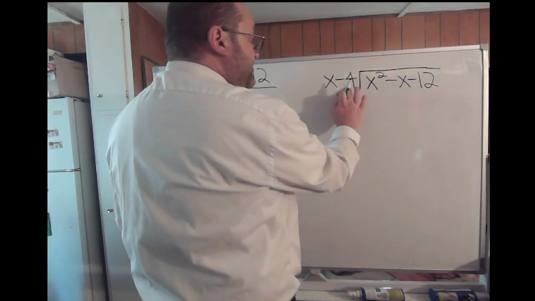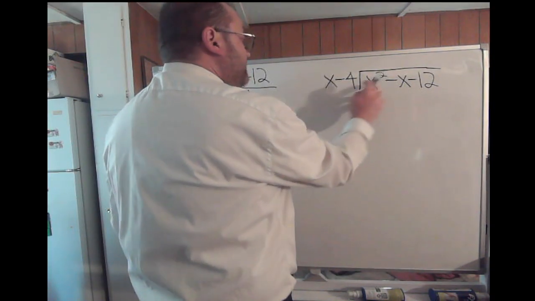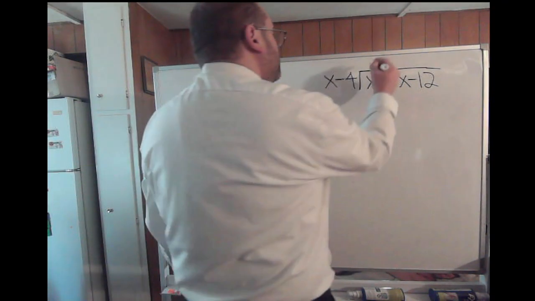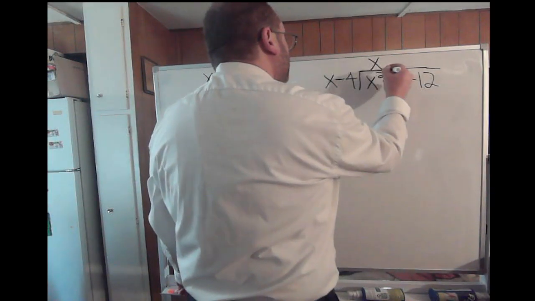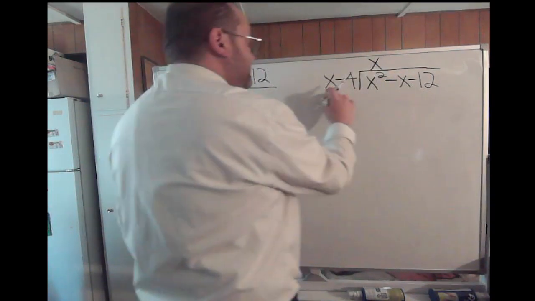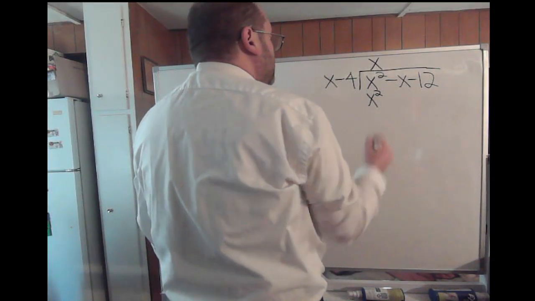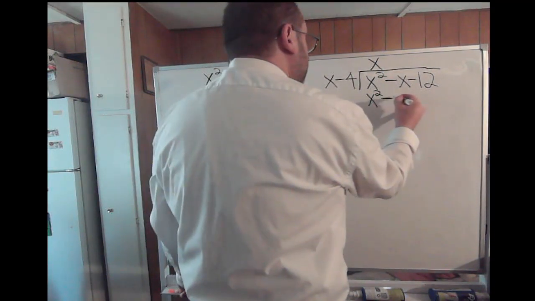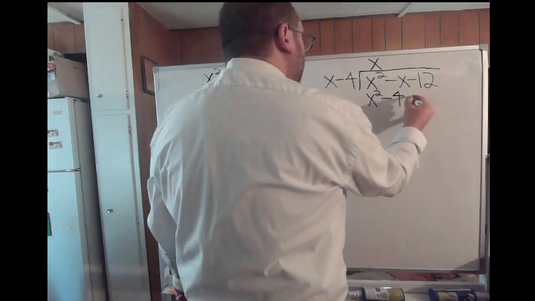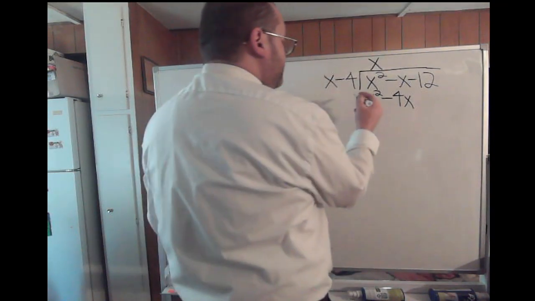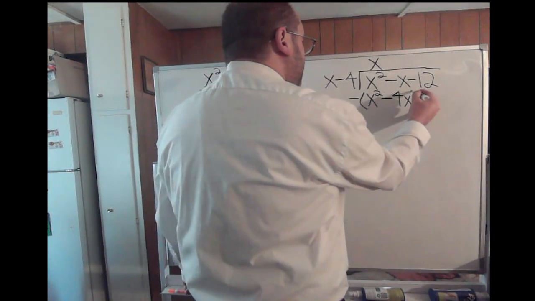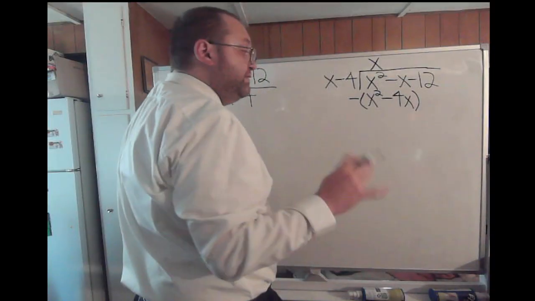So ignore that negative 4 for just a minute. X times what equals x squared? Well, that's going to be x. Now x times x equals x squared. Then x times negative 4, well, that's negative 4x. So now you're going to just subtract the quantity you just got from what's in the dividend.